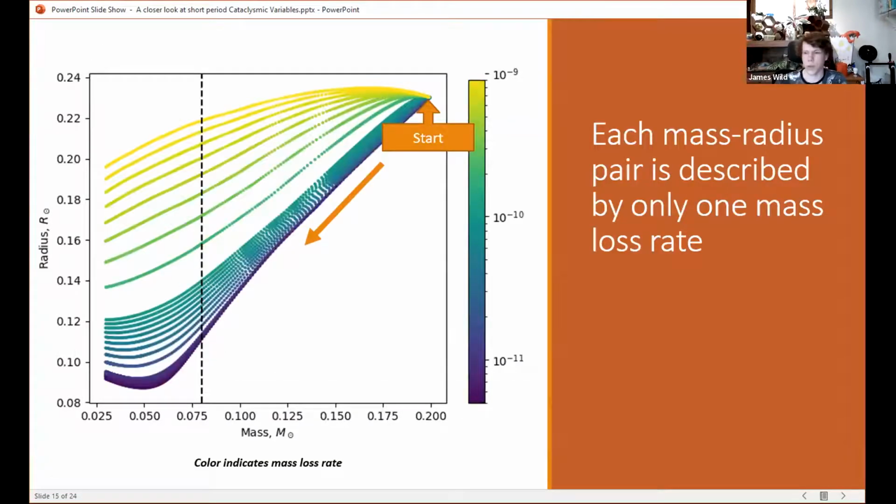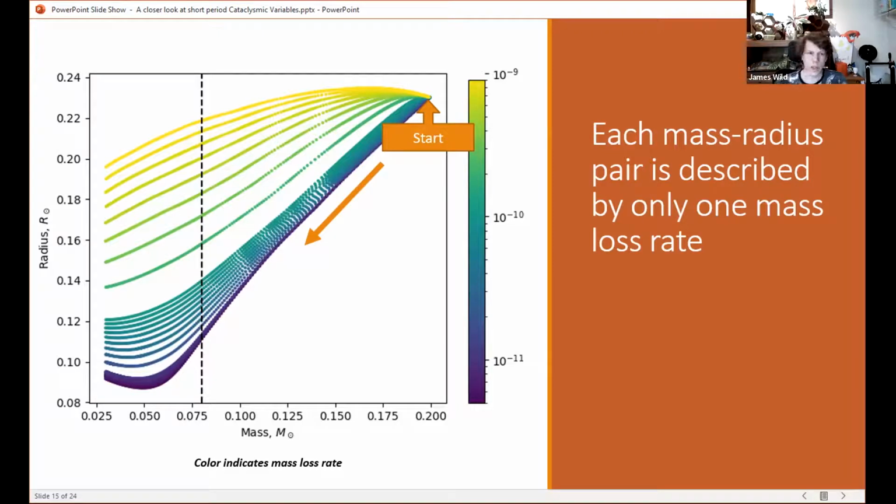All right, so this is a confusing one, but for this plot, I just ran a whole load of stellar models with different amounts of fixed mass loss and plotted their mass versus their radius as they evaporate. You start up at the top here and you move left and down, and the darker colors are slower mass losses. You can see that each point is only hit by a single model track. So all we have to do is take our CV donor's mass and radius and look up its mass loss, and that should give us the secular mass loss rate for that CV.